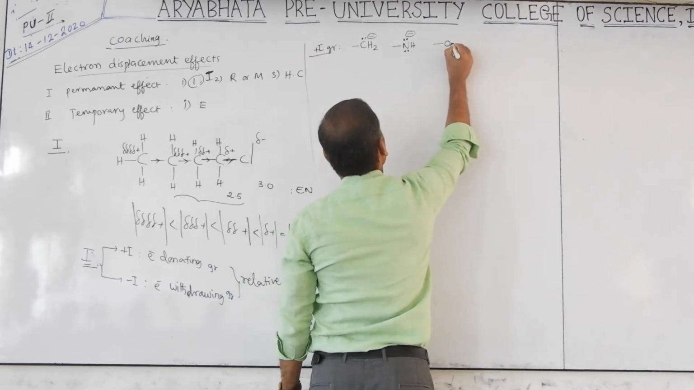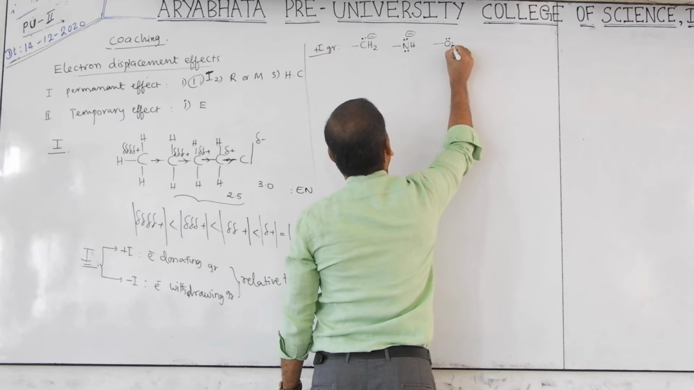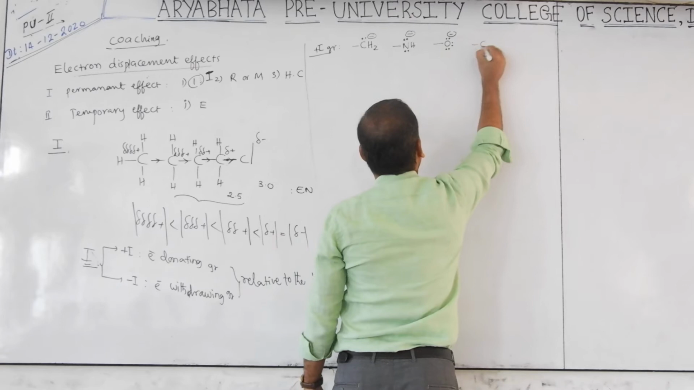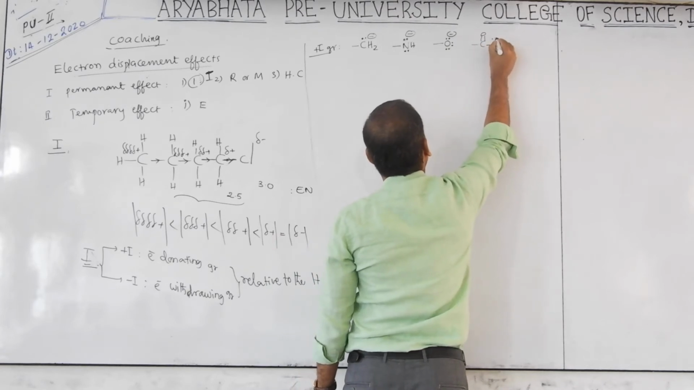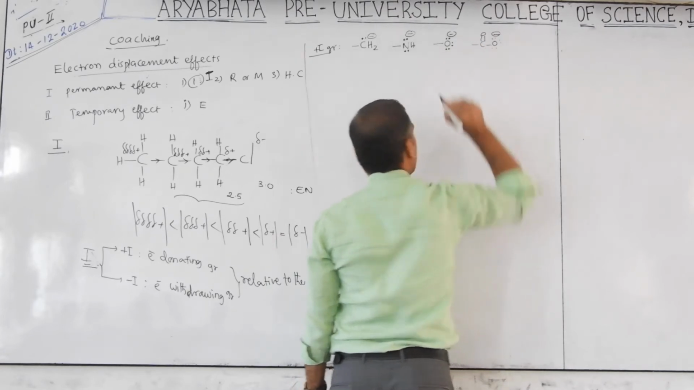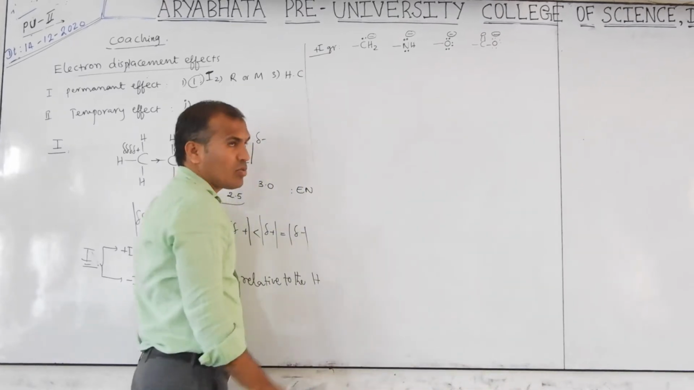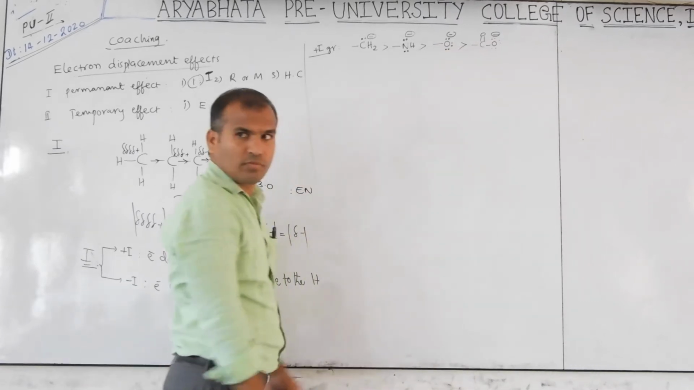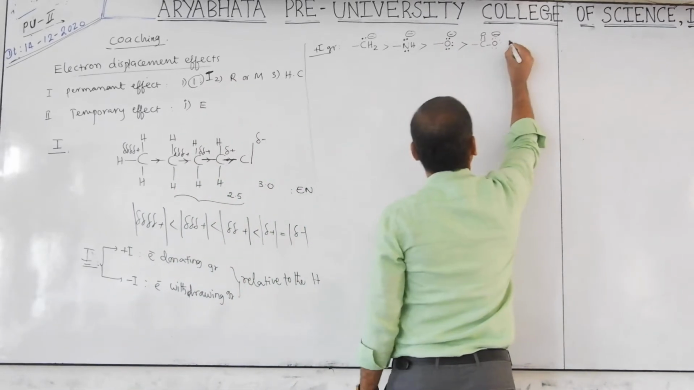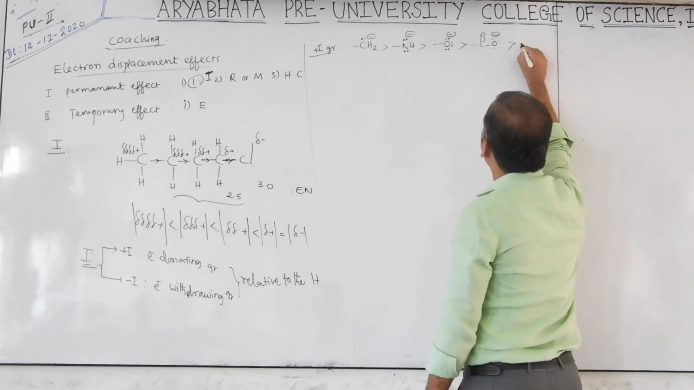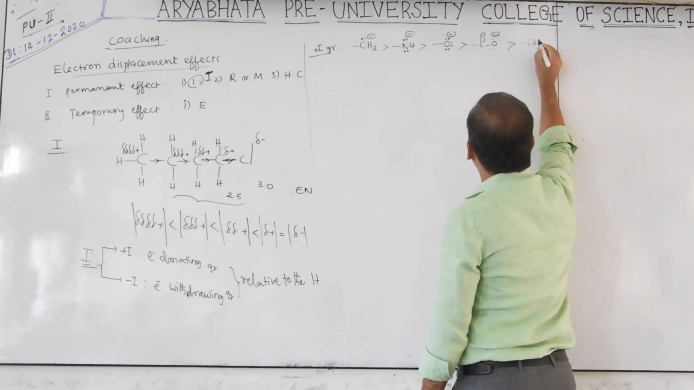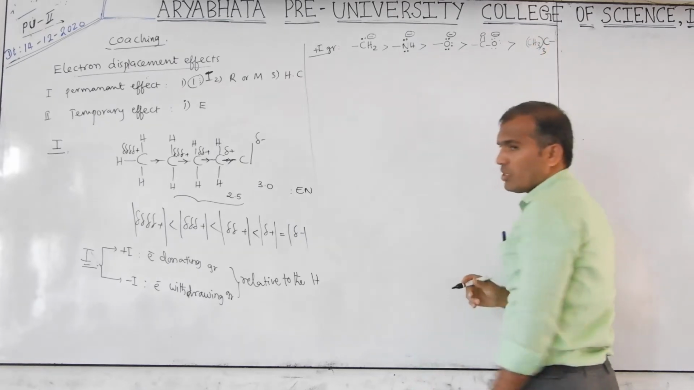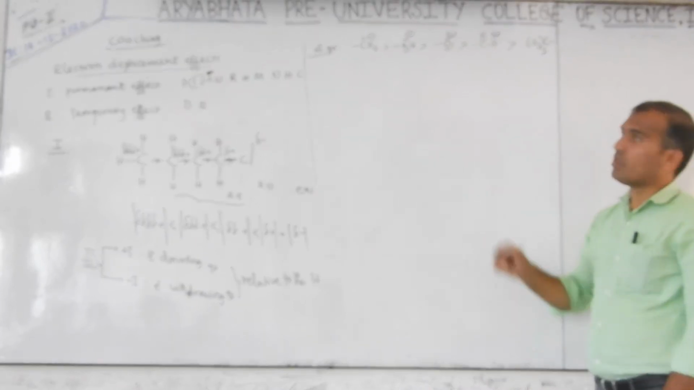Next, this is also an electron donor. C single bond, C double bond O. This is also an electron donor. In this, which is the more electron donor? This is the order. Okay. Next, CH3 three times, this is tertiary butyl.